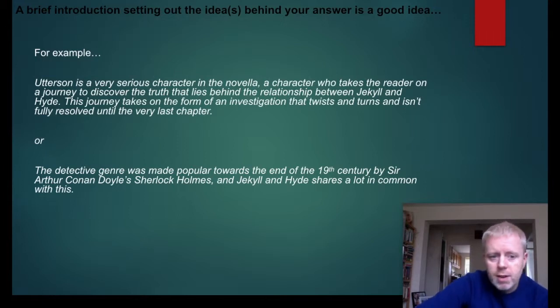First one: Utterson is a very serious character in the novella, a character who takes the reader on a journey to discover the truth that lies behind the relationship between Jekyll and Hyde. This journey takes on the form of an investigation that twists and turns and isn't fully resolved until the very last chapter. Or: the detective genre was made popular towards the end of the 19th century by Sir Arthur Conan Doyle's Sherlock Holmes, and Jekyll and Hyde shares a lot in common with this. So just a couple of little introductory points about the investigation.